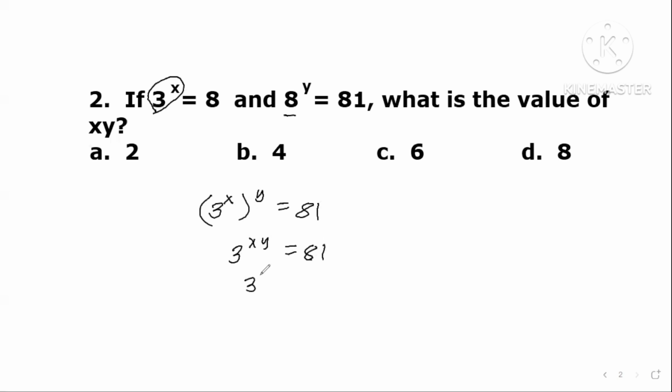Now, 81 can be expressed as what? 3 to the 4, di ba? And therefore, xy is equal to 4. Okay, so the correct answer is letter B.